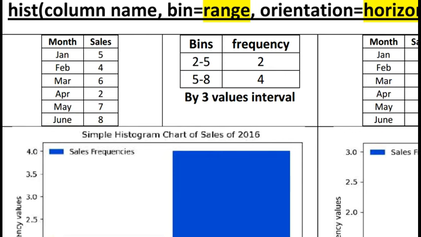You can see in bin 2 to 5 there are only two values, and between 5 to 8 there are four values in the sales, so total 6. Between 2 to 5 there are three gaps, and between 5 to 8 there are three gaps, so a fixed number of gaps. Bin 2 to 5 has 2 and bin 5 to 8 has 4. So this is our data finally, and based on this data we can create a histogram chart, because in a histogram we only show the frequency.